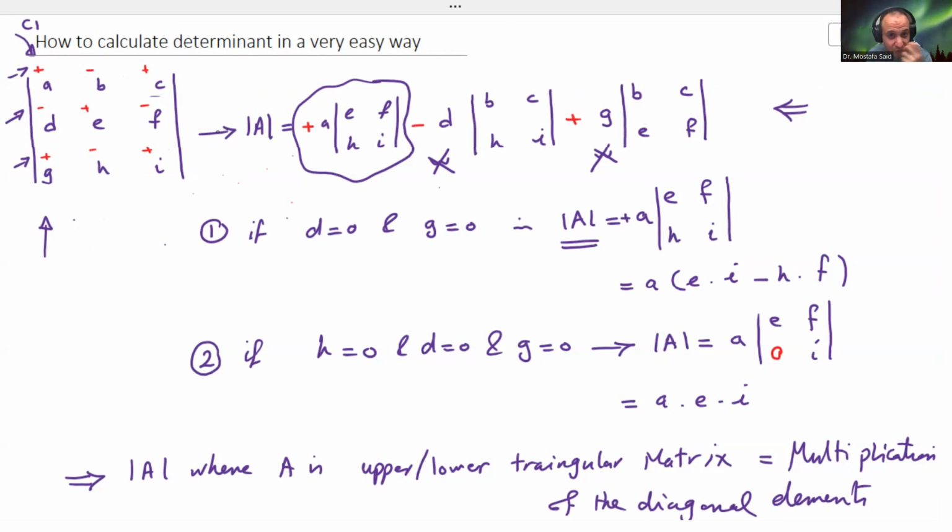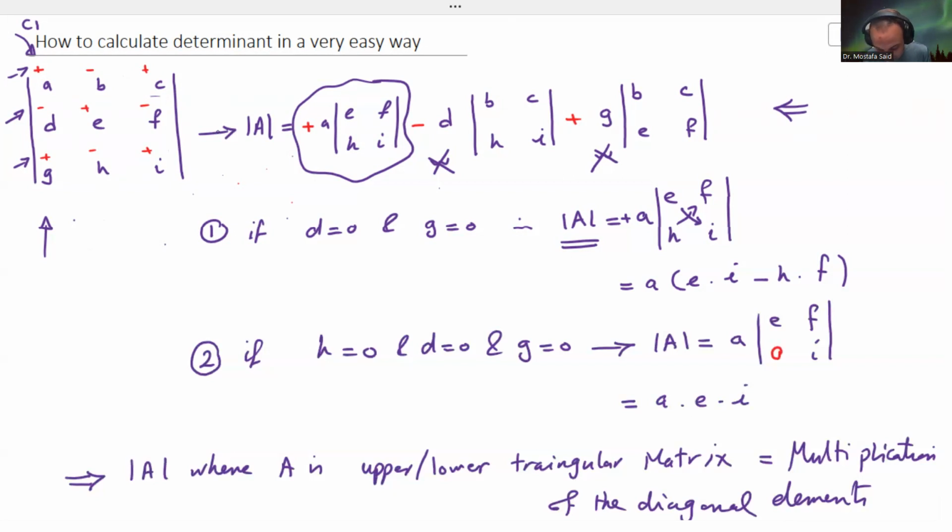And how do you calculate the determinant of a 2 by 2 matrix? It's basically a cross product like that: EI minus HF. Very easy. Okay? That's the second method. So if you somehow make D 0 and G 0, which I'm going to show right now with an example, 1/3 of the calculations of the determinant will go away. Basically, 2/3 of the sources of issues in calculations will go away, so you reduce the probability of miscalculations.